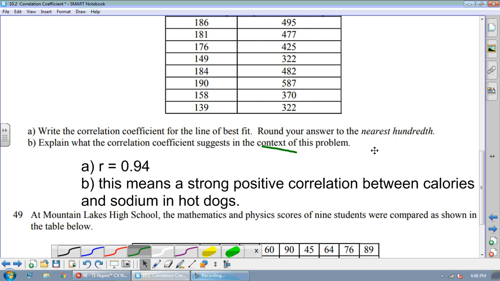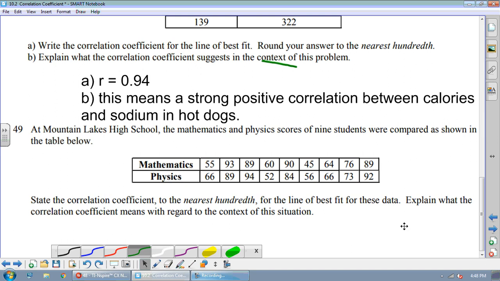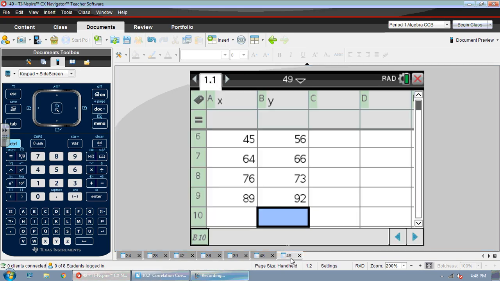Final question, number 49. At the Mountain Lakes High School, the mathematics and physics scores of 9 students were compared as shown in the table below. State the correlation coefficient to the nearest hundredth for the line of best fit. Explain what this correlation coefficient means with regard to the context of this situation. This is a 2-point question. Kind of looks like there are 2 parts to it, but it's really only one because it's still asking you about the correlation coefficient. So I already have the table done.